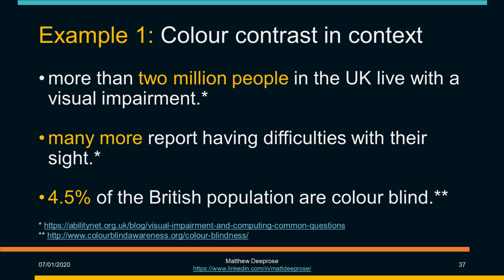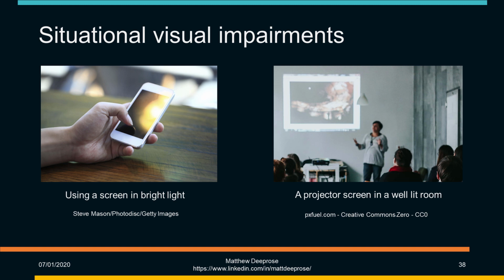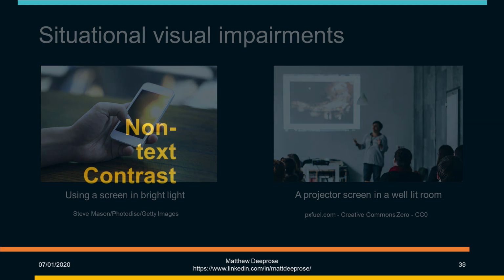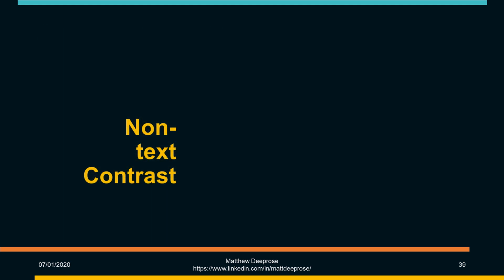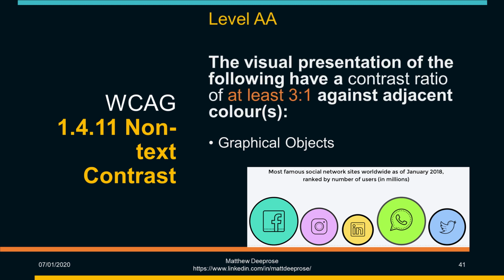2 million people in the UK live with a visual impairment, and almost 5% are colourblind. And we also have situational visual impairments where, for example, using a screen in a bright light or projector screen in a very well-lit room can be hard to see. And the greater the contrast between colours we use, the more likely we are to be able to view the materials. And in terms of some of what the regulations are, in terms of non-text contrast, such as graphical objects like the one you see here, the requirement is that there's a contrast ratio of at least 3:1. So the difference between one color that you use and the color next to it has to have a ratio of 3:1 at least. I'll tell you a bit more about color contrast shortly.